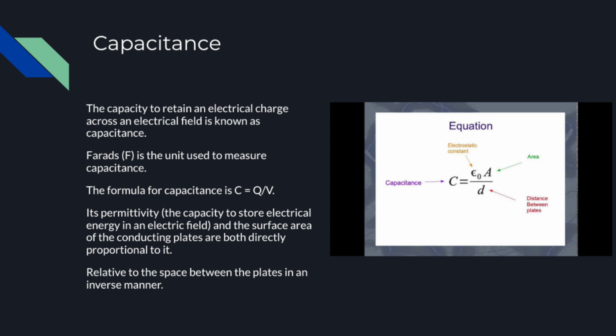The capacity to retain an electrical charge across an electric field is known as capacitance. The formula C equals Q over V determines the capacitance, which is expressed in farads, where V is the voltage across the capacitor and Q is the capacitor's charge expressed in coulombs. The capacitance is inversely related to the distance between the plates and is also directly proportional to the permittivity of the material and the surface area of the conducting plate.